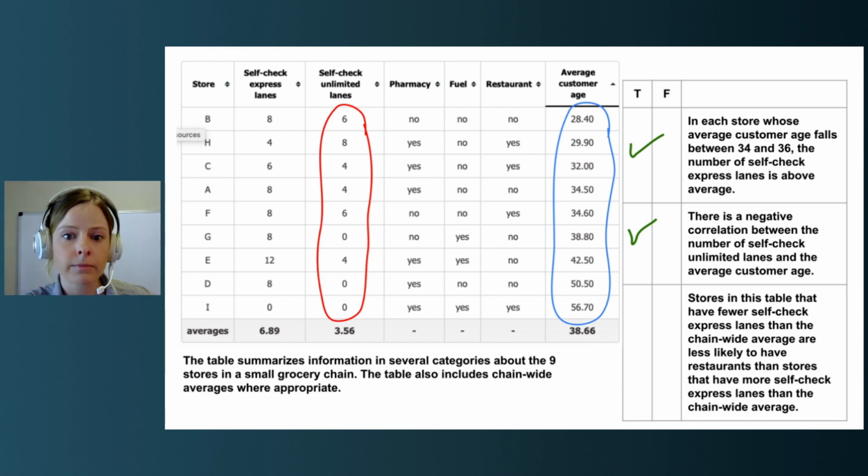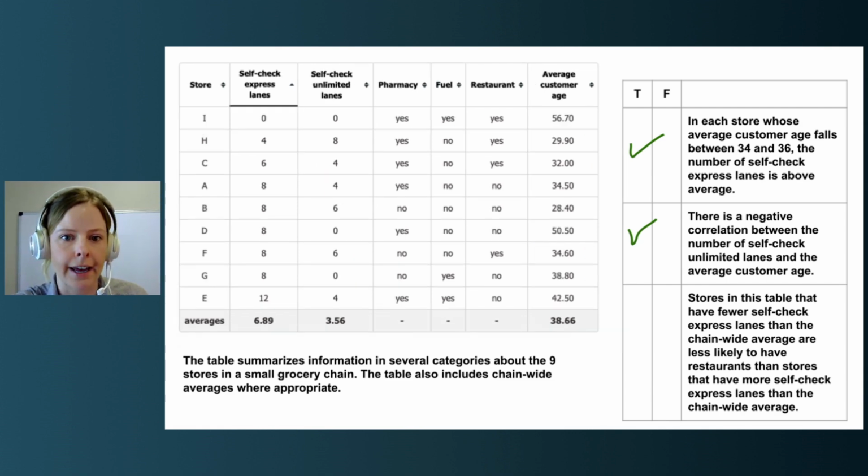And the final question, true or false, stores in this table that have fewer self-check express lanes than the chain-wide average are less likely to have restaurants than stores that have more self-check express lanes than the chain-wide average. Man, that's a mouthful. So lots of details going on there, but what we are dealing with is these self-check express lanes, right? And we're particularly looking for a dividing line. Which ones fall above the average, which ones fall below the average. And then we want to look at how likely it is for those particular stores to have a restaurant.